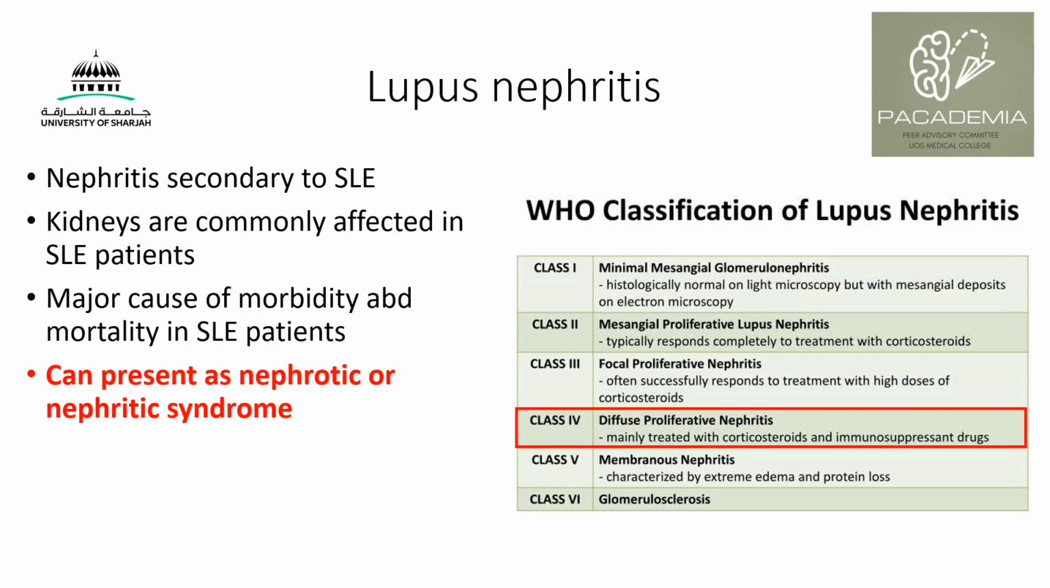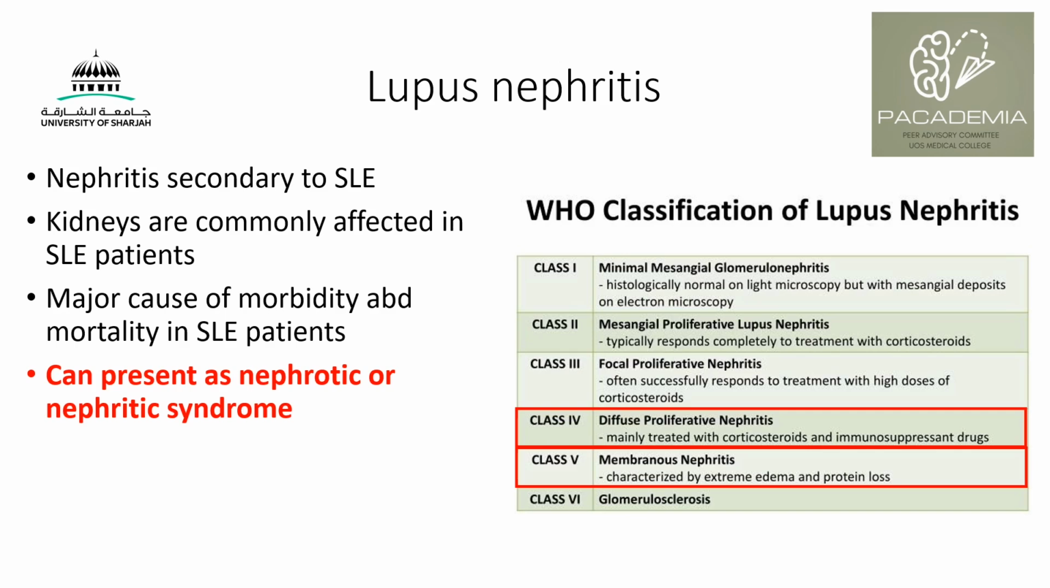The first one highlighted is class 4, which is diffuse proliferative nephritis, the same as what we just talked about, diffuse proliferative glomerulonephritis. So if the patient has SLE with kidney involvement, and we did the biopsy and found class 4, that means the patient has nephritic syndrome, because it's the same as diffuse proliferative glomerulonephritis. If it was class 5, as highlighted here, membranous nephritis, this is the same as the membranous glomerulonephritis we talked about in nephrotic syndrome, so here it should be nephrotic syndrome. Even if the patient has lupus and the previous stage was nephritic, here it can be nephrotic.